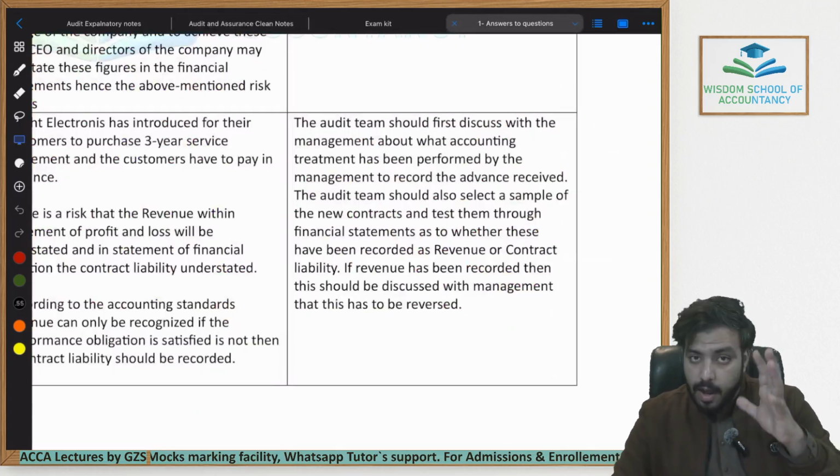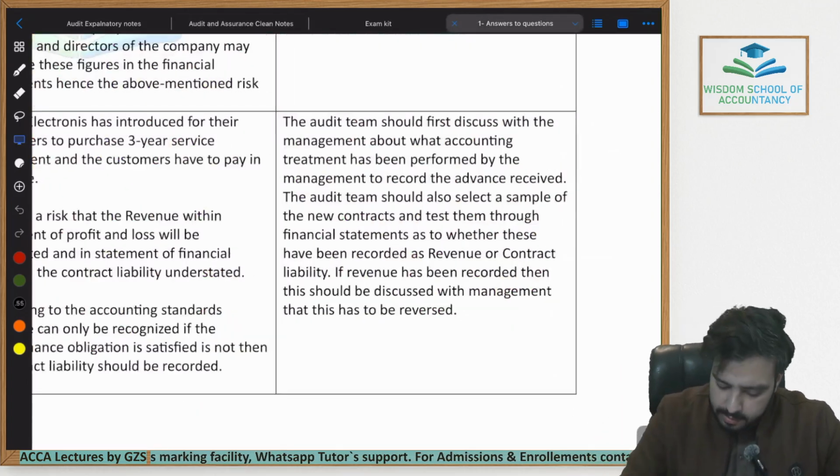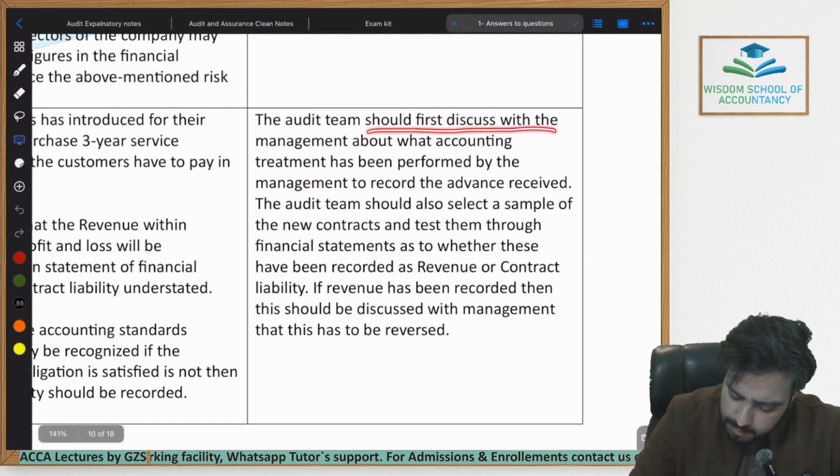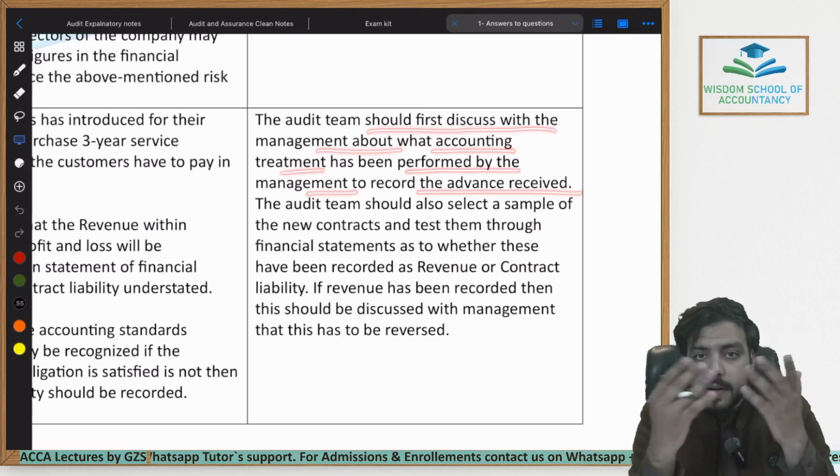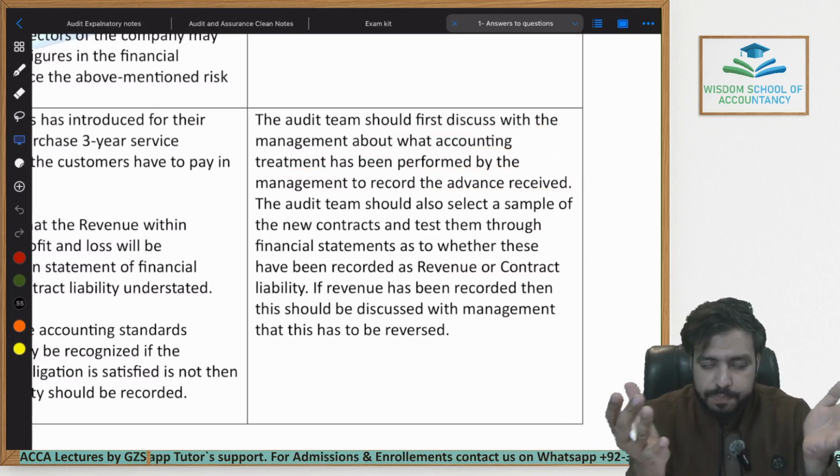Let's discuss it. I will let the audit team know. First, you have to discuss it. The audit team should first discuss with the management what accounting treatment has been performed by the management to record the advance received. This is the first thing that the audit team will do.